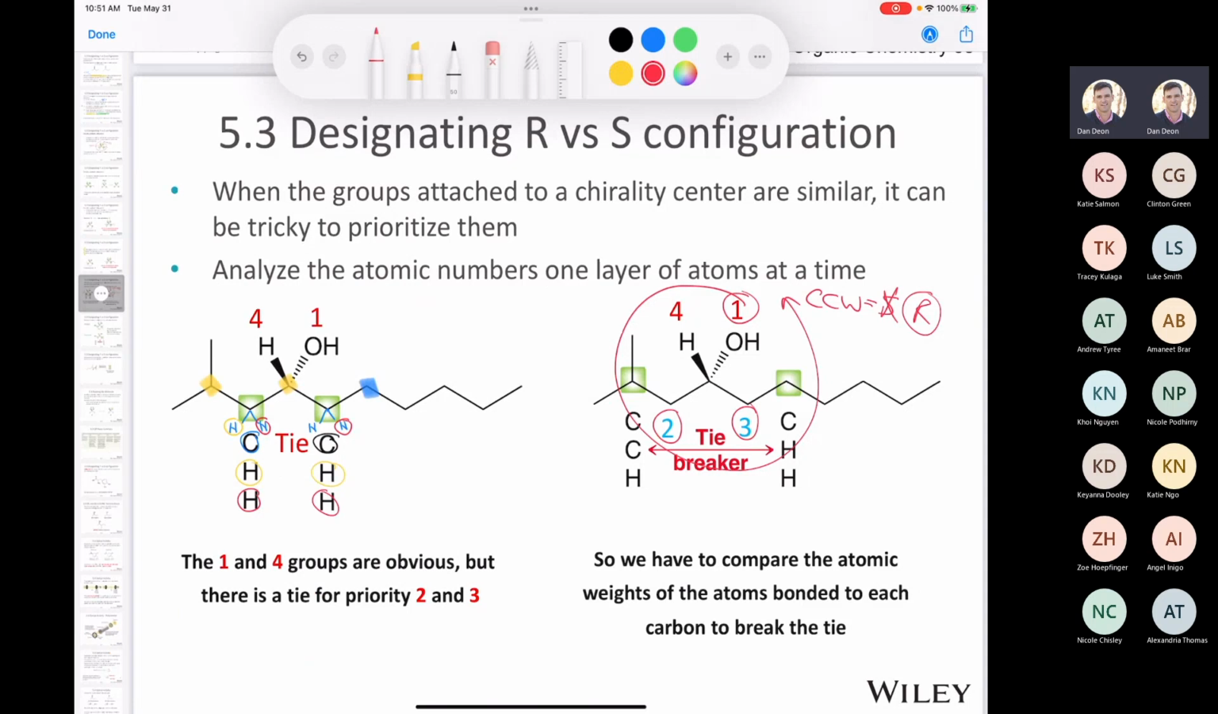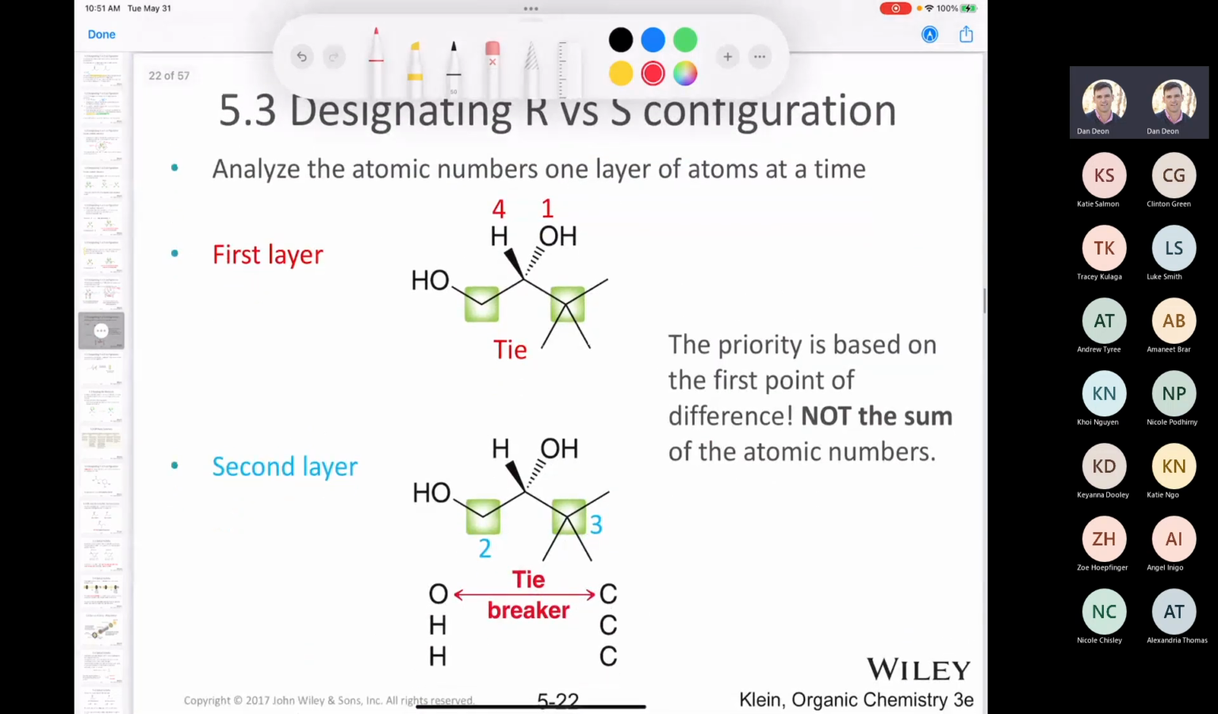It's one of those things that you really have to practice. But once you get the hang of it, students usually get very quick at designating stereochemistry. We analyze those atomic numbers going one layer of atoms at a time until we find a point of difference. It's got nothing to do with the sum of the atomic numbers or anything like that. We just go for the first point of difference, and that's it, my friend. That's it. That's all, as we say in French.